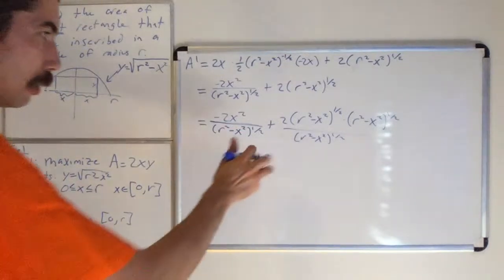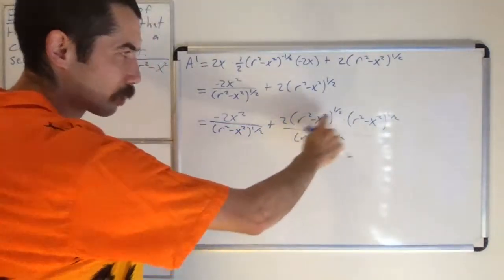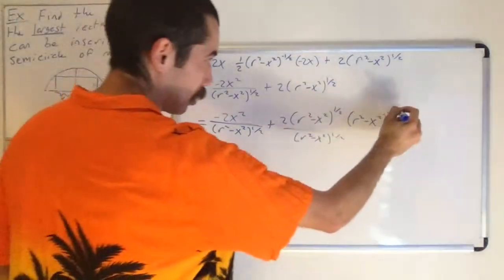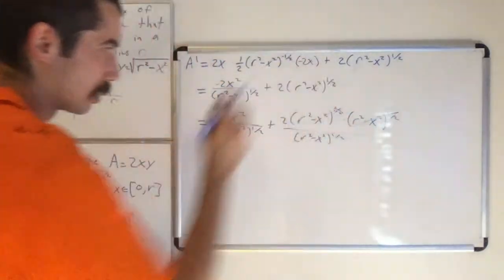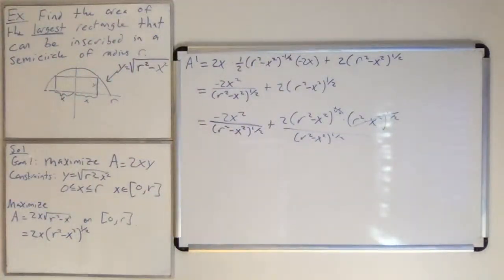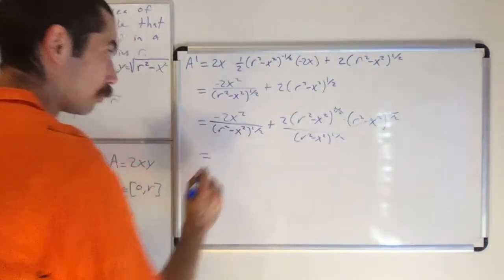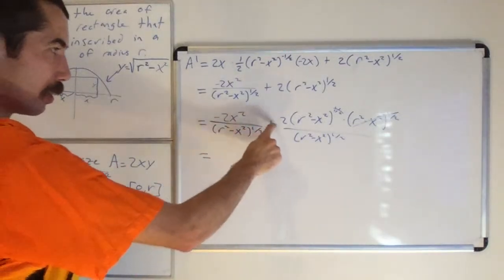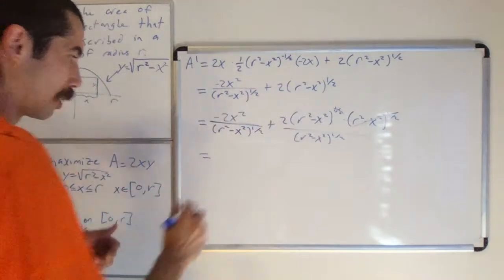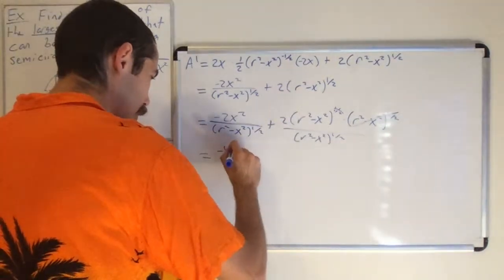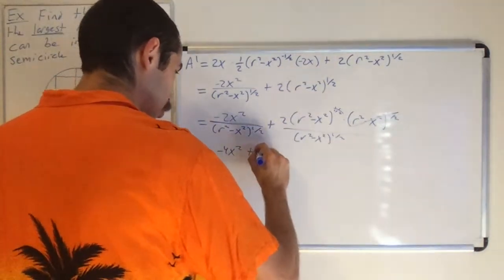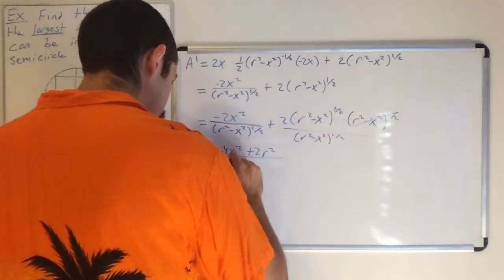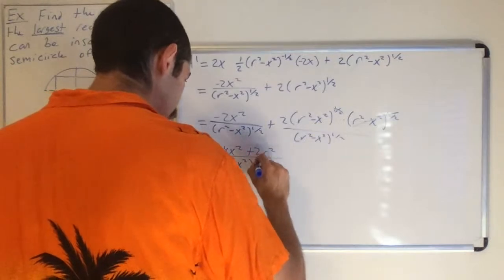Right, and the square root of r squared minus x squared times itself, the squares cancel out, and it's just raised to the first power now. So our numerator becomes, well, we have minus 2x squared plus another minus 2x squared. We have minus 4x squared plus 2r squared, and our denominator is r squared minus x squared to the 1/2.